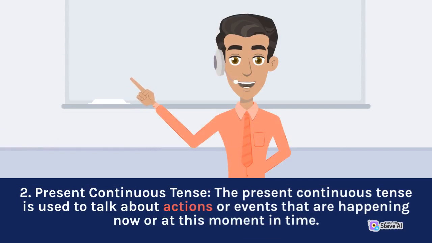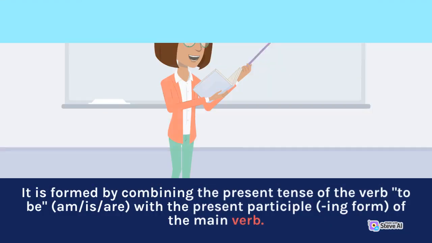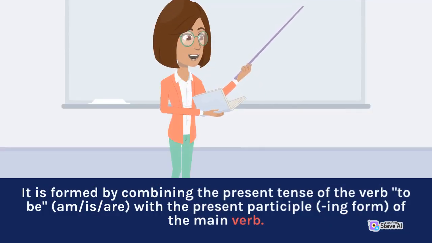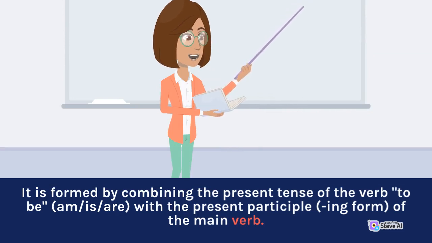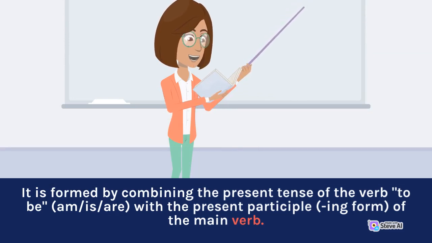2. Present continuous tense. The present continuous tense is used to talk about actions or events that are happening now or at this moment in time. It is formed by combining the present tense of the verb to be, am/is/are, with the present participle, ing form, of the main verb.